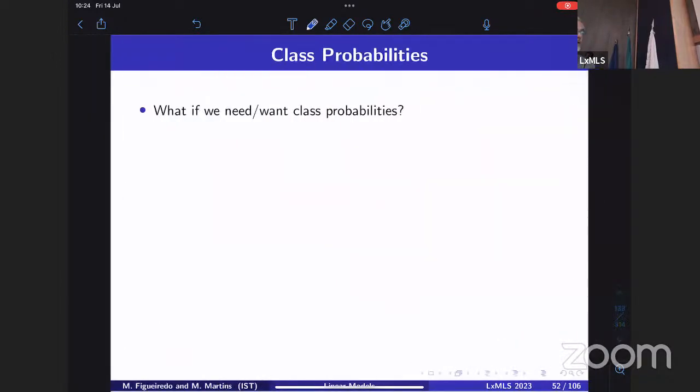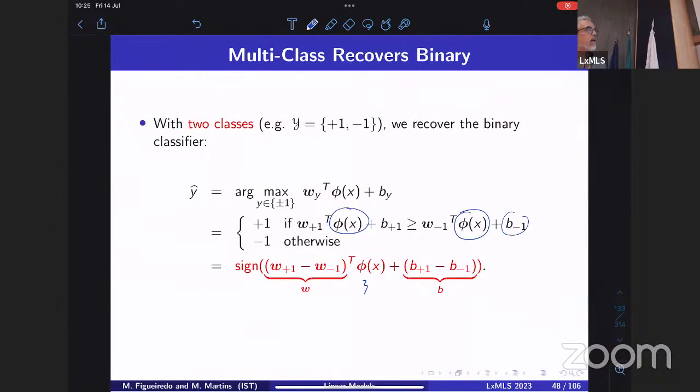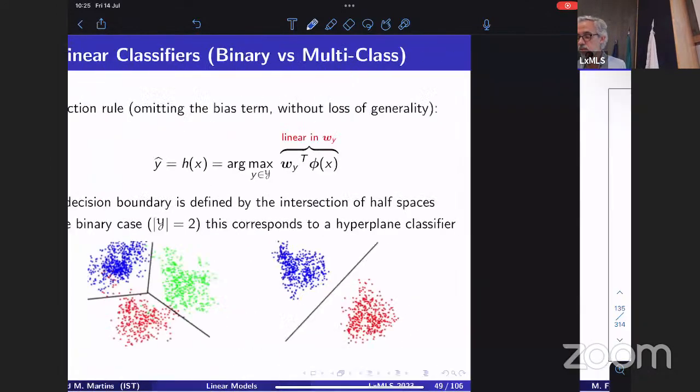What if we want probabilities? And I will stop in maybe 5 or 10 minutes. What if we really insist on having probabilities? I'm not happy with just predicting the class using the sign or a comparison, and not knowing anything about the score, not knowing how confident I am that the class is this one.